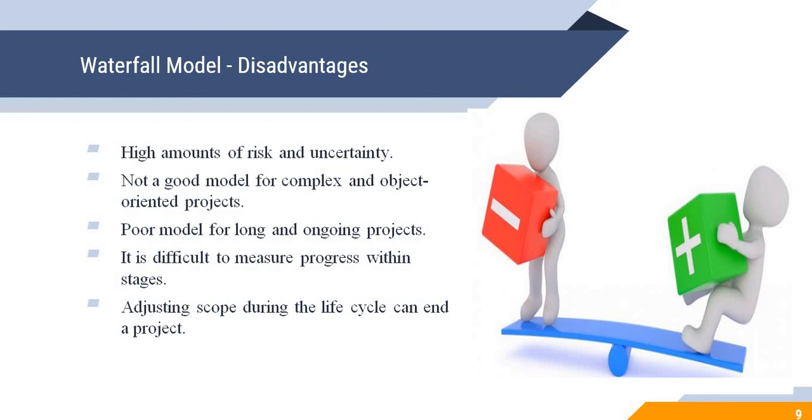It is difficult to measure progress within stages. Adjusting scope during the life cycle can end a project. Such type of difficulties are more in the waterfall model. Henceforth, they are moving to some other models like agile, etc., because there are many advantages in those models.